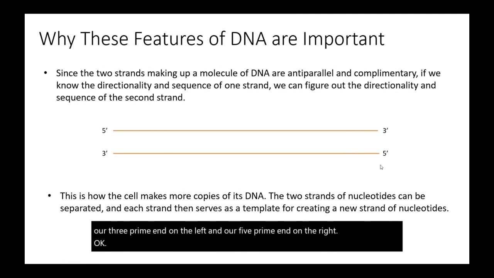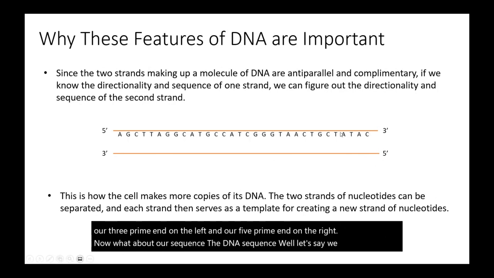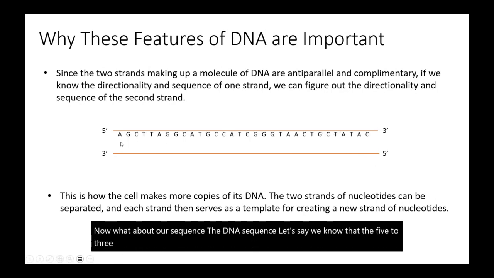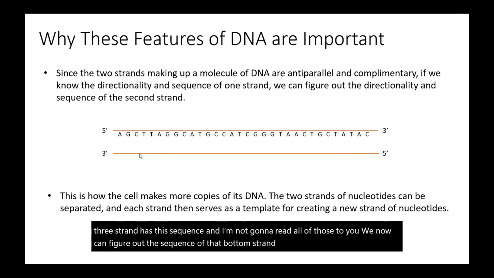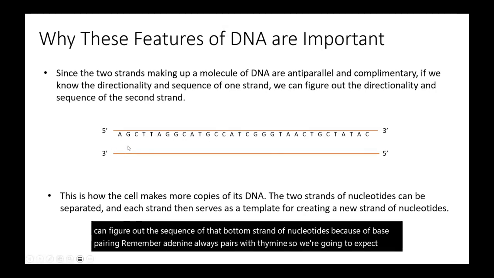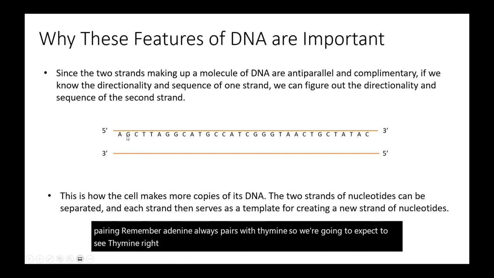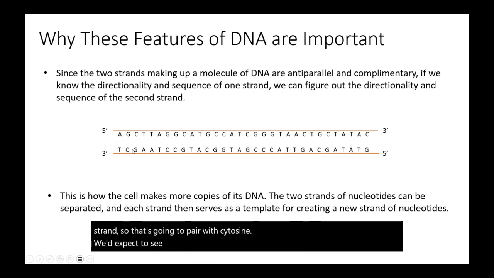Okay? Now, what about our sequence, the DNA sequence? Well, let's say we know that the 5' to 3' strand has this sequence, and I'm not going to read all of those to you. Well, we now can figure out the sequence of that bottom strand of nucleotides because of base pairing. Remember, adenine always pairs with thymine, so we're going to expect to see thymine right here. Next, we have guanine in the 5' strand, so that's going to pair with cytosine. So we'd expect to see cytosine second. And lo and behold, that's what it is.